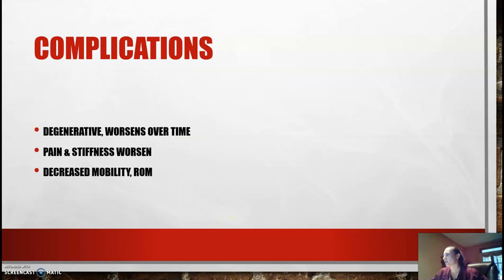And then complications are just that it's going to get worse over time. So the pain gets worse, the stiffness gets worse, and the mobility in that joint gets worse over time. All right, so make sure that you read about this in your book and come to class with any questions or anything that we didn't cover in this short little lecture.